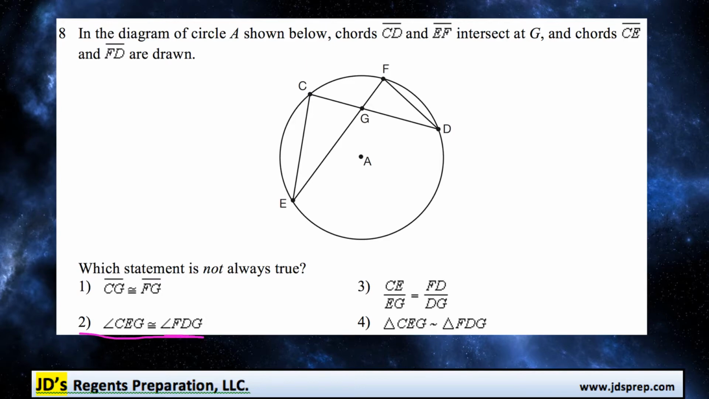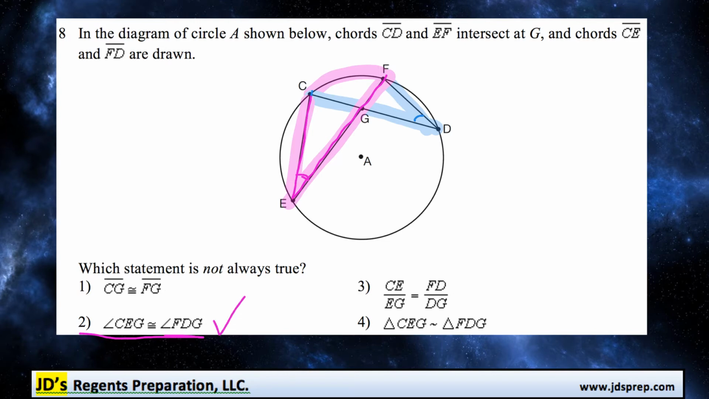It says that angle CEG is congruent to angle FDG. So that's this angle here compared to this angle here. Now, we do know that these are going to be equal angles, and that's because they're both inscribed angles that are subtended by the same arc. You'll see that this angle connects to the arc C to F, and this one also connects to that same arc. Okay, so those are definitely going to be the same. So that checks out.